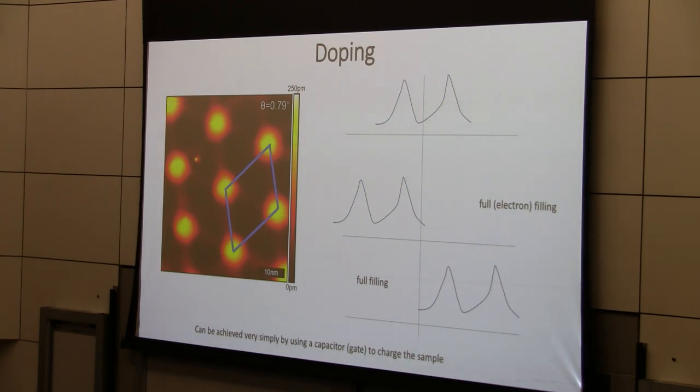Okay, now one of the really beautiful things in this field is the fact that you can simply use a capacitor to add or subtract electrons to this sample. So what you do is you take one of these samples and you have close to it an electrostatically coupled electrode. You apply a voltage to this electrode and you bring electrons or holes onto the sample. And so by doing this, you can tune where the chemical potential lies. So if I do not apply any gate potential, the chemical potential lies exactly between these two peaks. And if I put in a lot of electrons, I can tune the chemical potential in this fashion. If I have a lot of holes, I can do that.